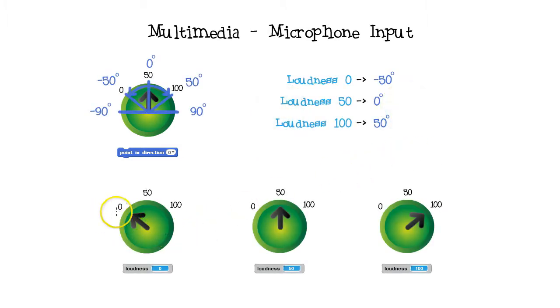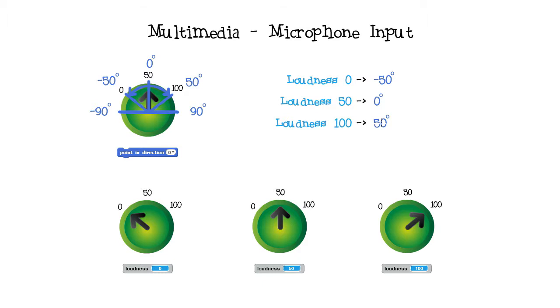I want loudness 0 to point at negative 50 degrees. I want loudness 50 to point at 0 degrees, and I want loudness 100 to point at positive 50 degrees. It's a simple mapping to change the loudness values to degrees. How do I get 0 to negative 50, 50 to 0, and 100 to 50? How do I change 0 to negative 50?